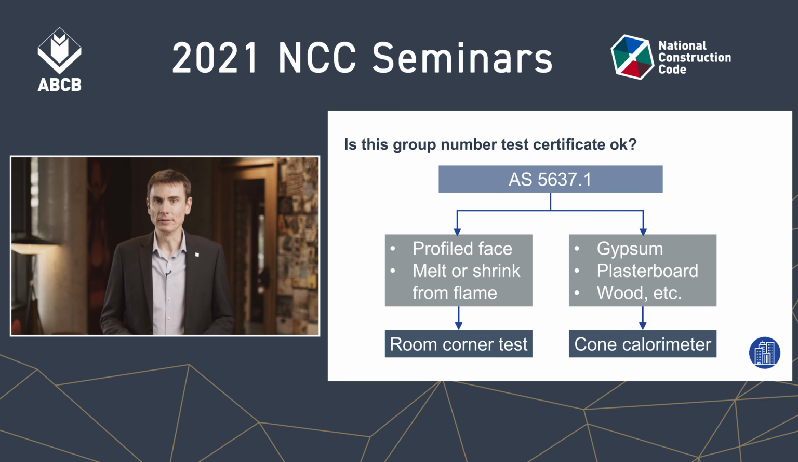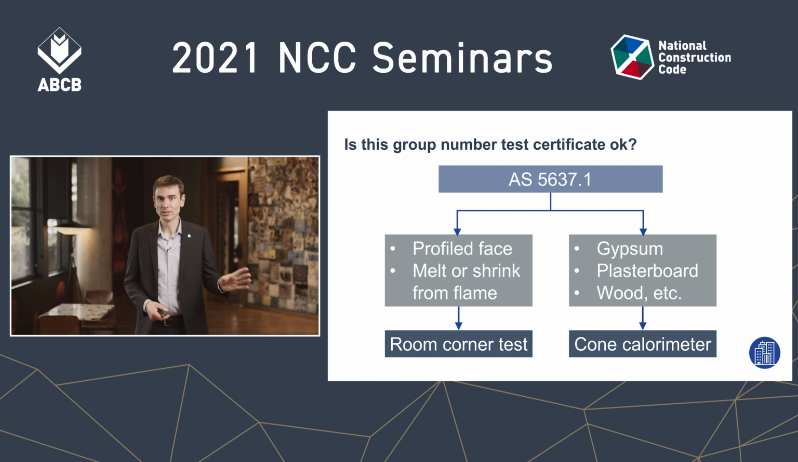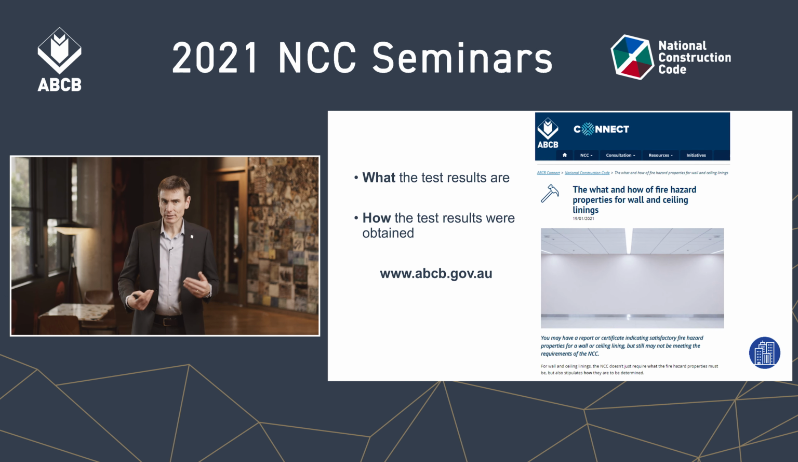The cone calorimeter isn't suitable for all materials, and that's where AS 5637.1 comes in. It sets out the criteria for materials that can use the cone calorimeter method, and some are listed here on the right. If you don't meet those criteria, 5637.1 sends you to the room corner test, the expensive one. So when you get a test report for wall linings and ceiling linings, not only do you have to check the what, that is what the results are, you also need to check the how those test results were obtained. Was it done in accordance with AS 5637.1?